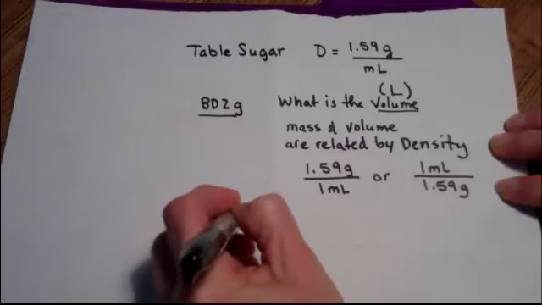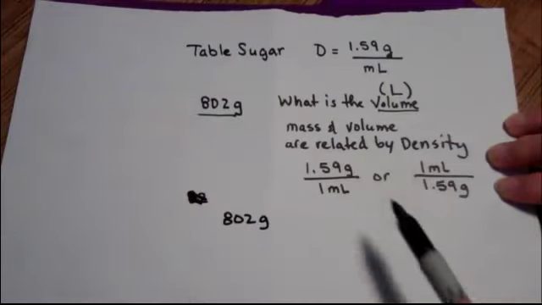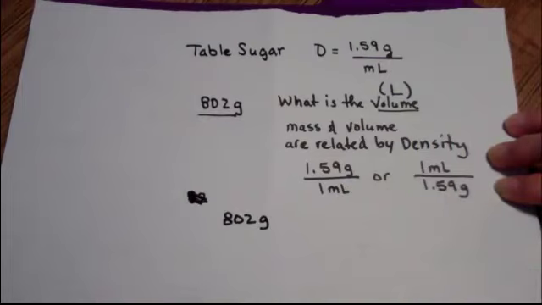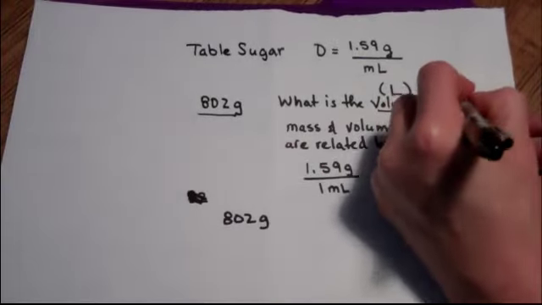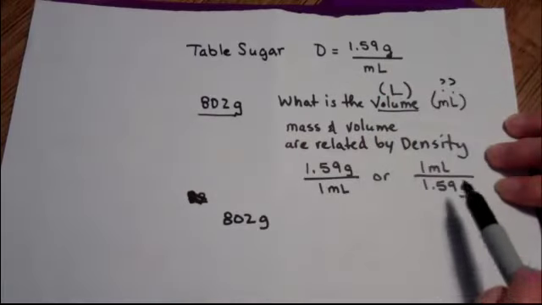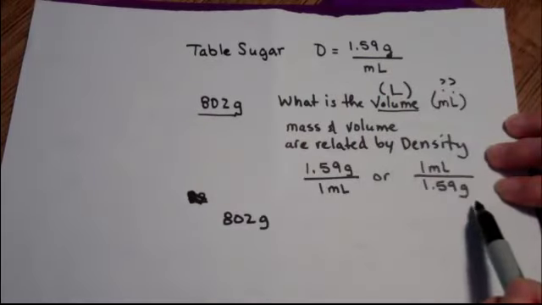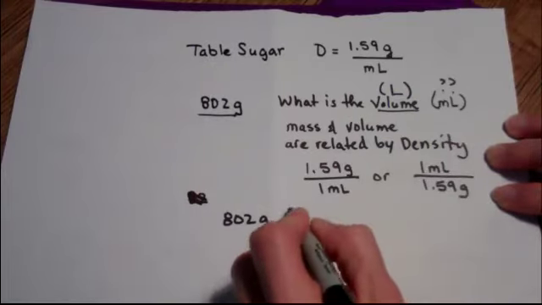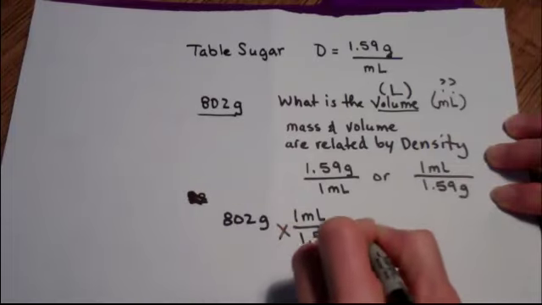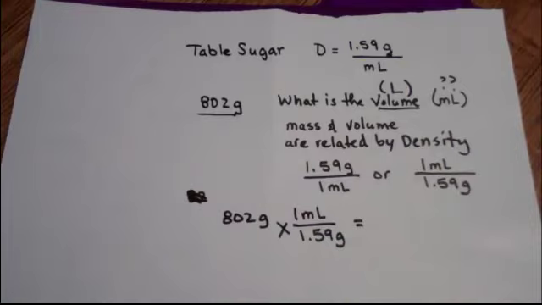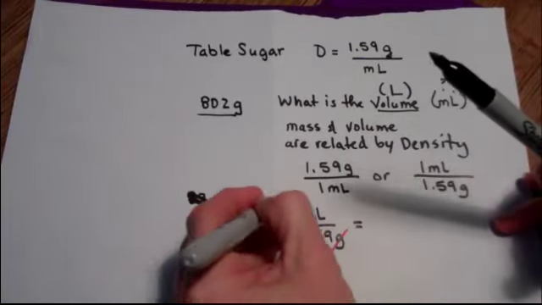So our volume is measured in liters as the base unit. So if we start with 802 grams, which conversion factor are we going to need to use? The mils on top or the grams on top? We want to get rid of grams, and we want to get volume, or milliliters in this case. And so we want the milliliters to be on top and the grams to be on bottom so that we can get rid of them. So if we say times 1 mil over 1.59 grams, this is going to cause our grams to cancel out. So these guys will disappear.